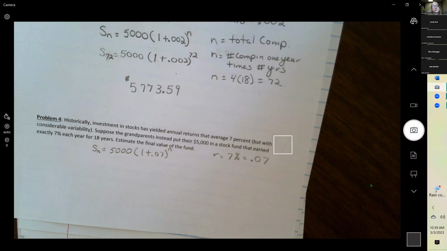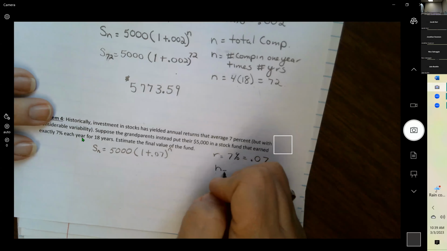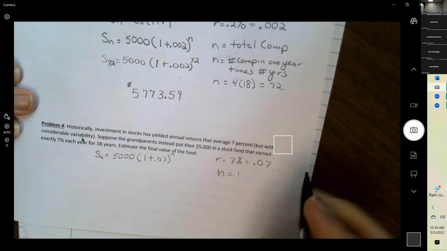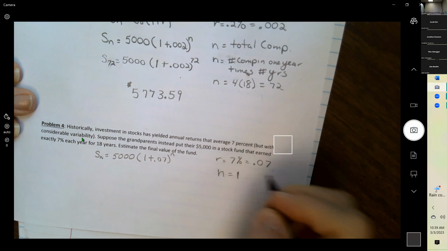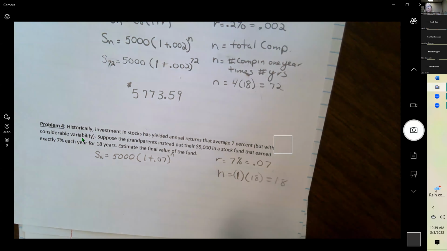Well, no, this is different. In a stock fund that earned exactly 7% each year. So instead of quarterly, this one was 0.2% quarterly. This one is 7% each year. So N would be each year. So once a year, 18 years. So it's 18. So it did not say quarterly. Or if it did, I didn't write it. So we'll go with what I wrote.